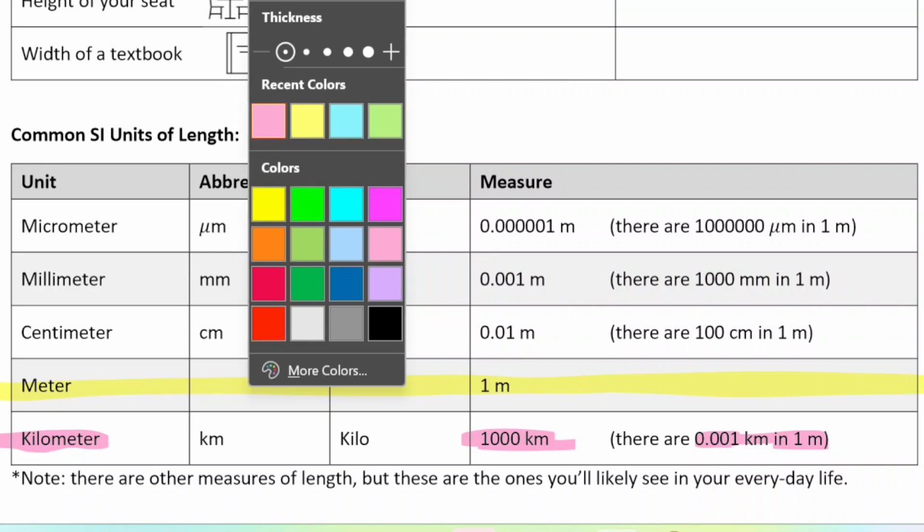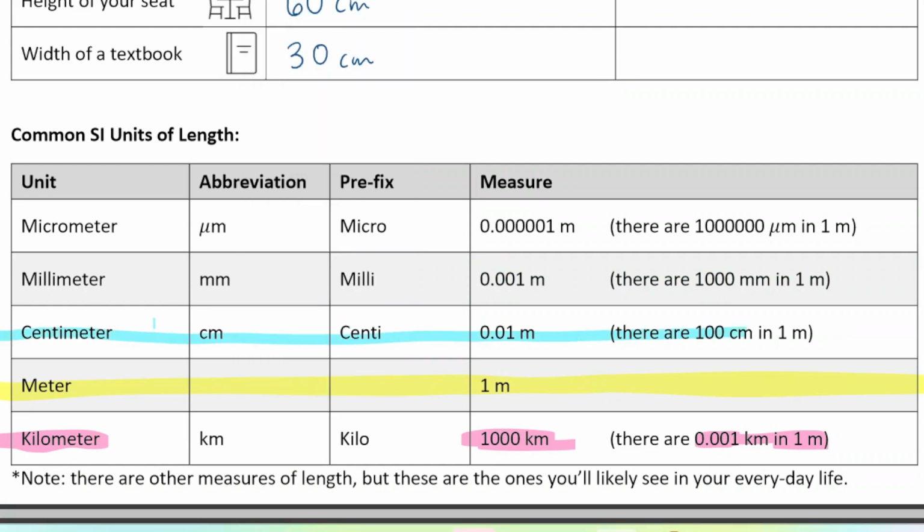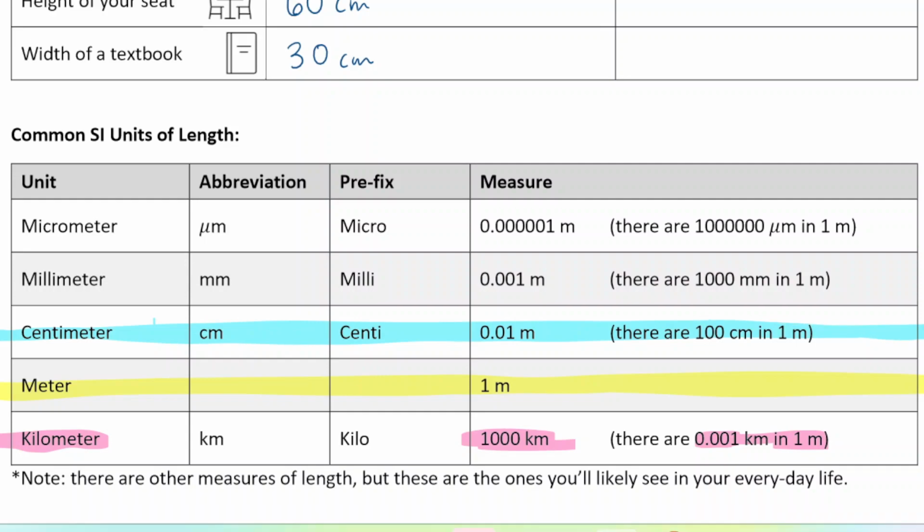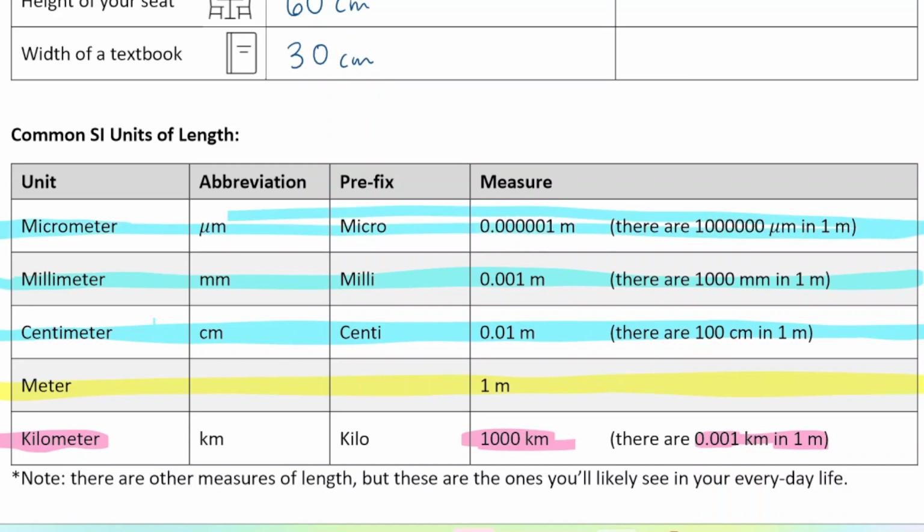If you want to get smaller than a meter, we go to centimeters typically first. There's 100 centimeters in 1 meter. And then millimeters, there's 1,000 millimeters in 1 meter. And then micrometer, which is really small. You'd use this more in science, when you're looking in the microscope. There's 1 million micrometers in 1 meter.